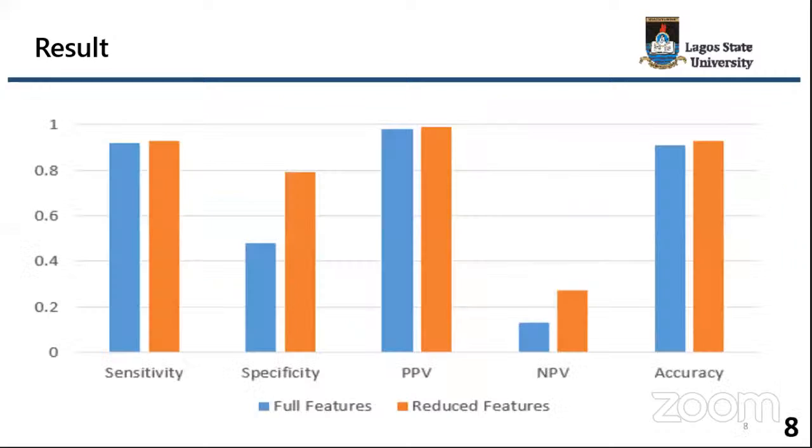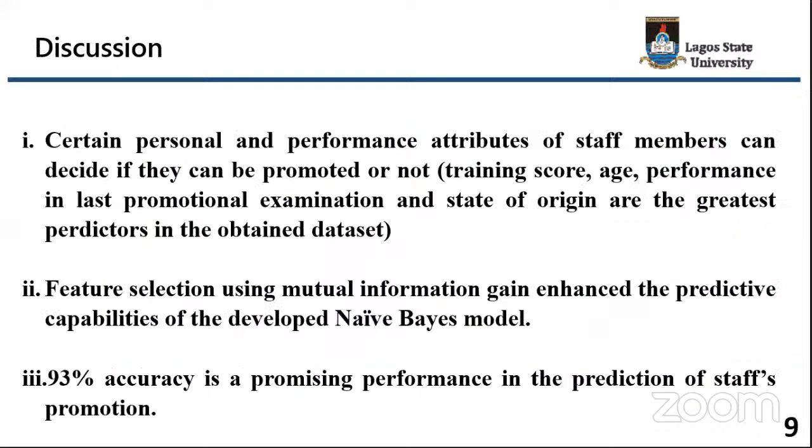This is a graphical representation of the results we got when the full features were used and when the reduced features were used. We discovered that there is a slight deflection in the sensitivity, specificity, PPV, NPV, and accuracy when we use full features and at the other time when we use the reduced features.